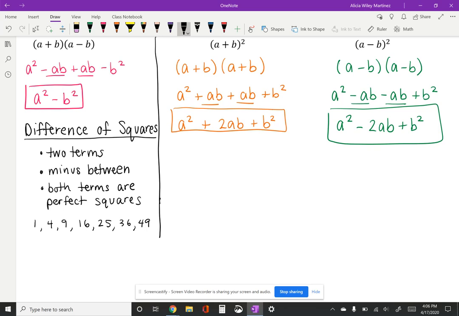The way that you can recognize that a variable is a perfect square is x times x is x squared. X squared times x squared is x to the fourth. X to the third times x to the third is x to the sixth, and so on. Basically, if the variable has an even exponent, then it is a perfect square. So that's how you can recognize a difference of two squares.